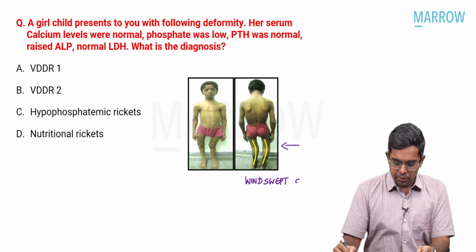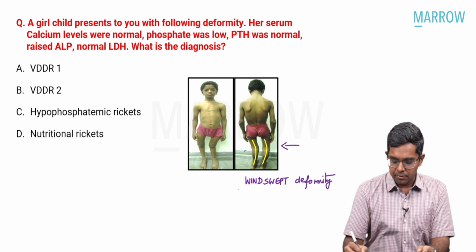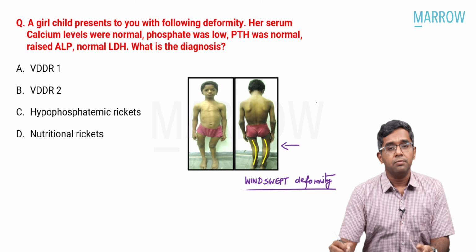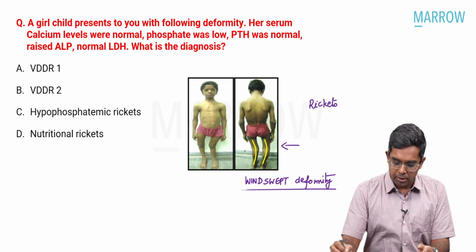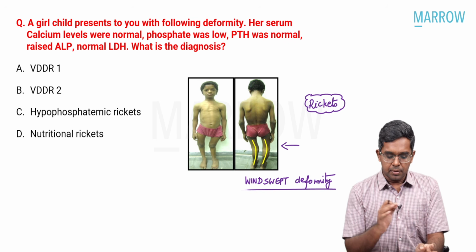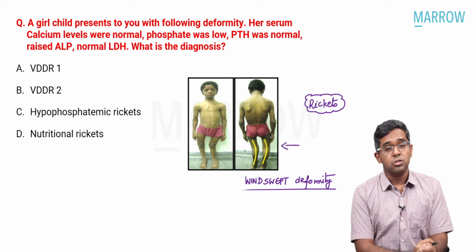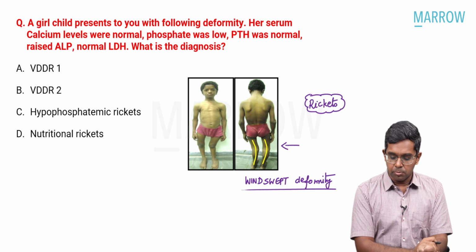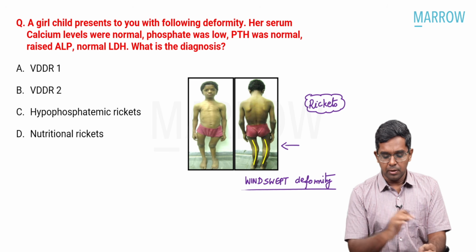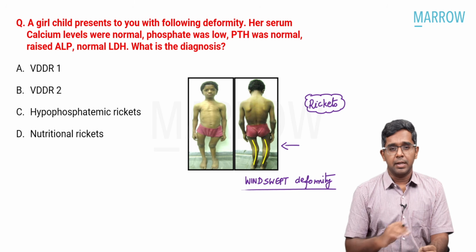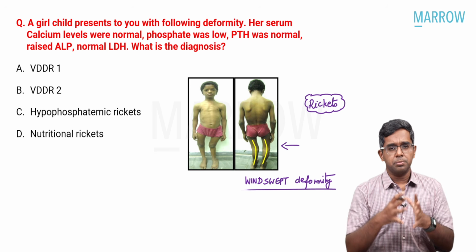Windswept deformity. When a growing child presents with this type of varus and valgus deformity of the limbs, you have to suspect the possibility of rickets, which is a likely possibility in this particular question also. Let us read further. Serum calcium levels were normal, phosphate was low, parathyroid hormone was normal, alkaline phosphatase is increased, and there is a normal LDH. What is the diagnosis? First of all, 4 options are given.